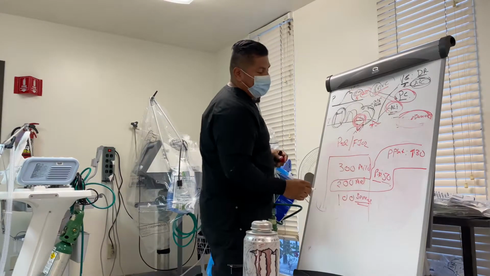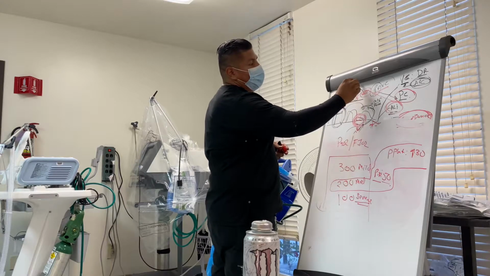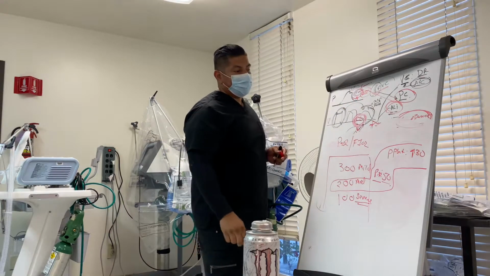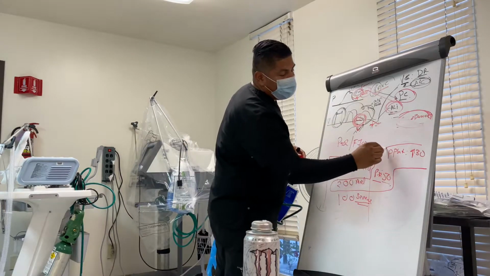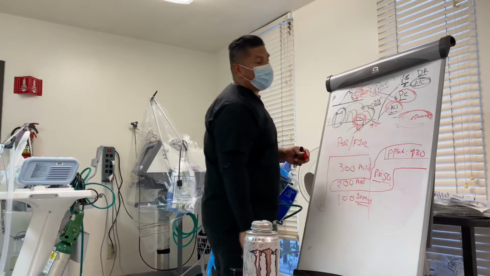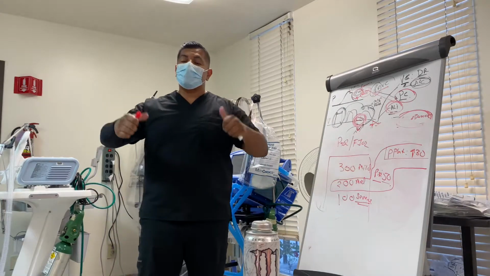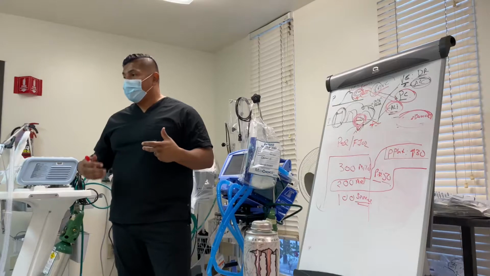determine if it's airway resistance or if the alveoli is damaged. The way that you determine that the alveoli is damaged is that you look at the plateau pressures. If the plateau pressures are greater than 30, then you know that the patient's alveoli are getting damaged.